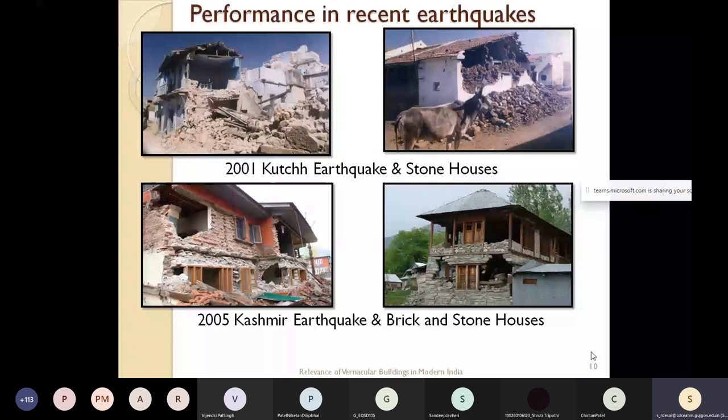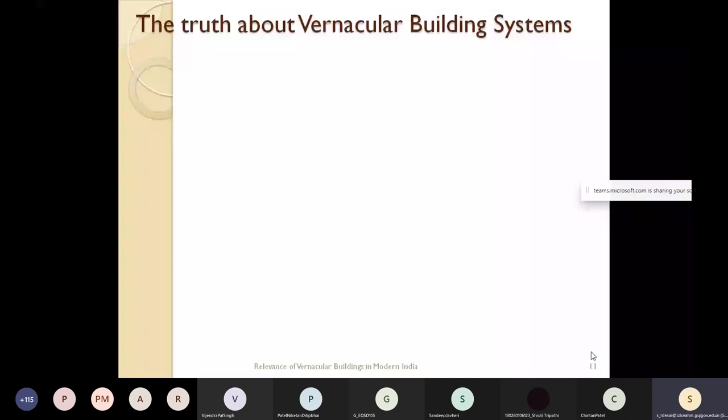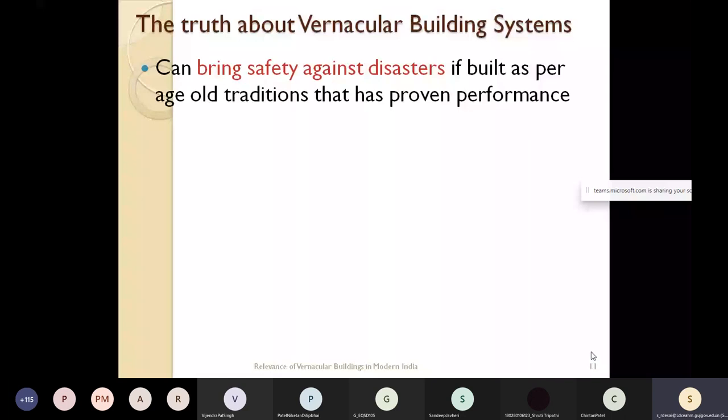And this does not mean that these buildings, which are what we call people-made buildings, have to be so vulnerable and weak. Now, let's understand a little bit about these building systems. First and foremost, these systems can bring safety against disasters, unlike what we engineers think, if they're built as per the age-old traditions that everyone follows, all right? What we have been seeing is far from that. I've been involved in damage assessments in the Latur earthquake and something like 5-6 disasters. We have done quite detailed damage assessment at ground zero.